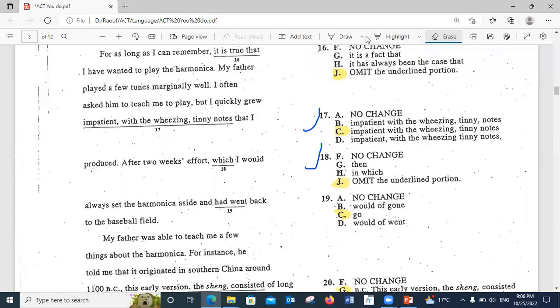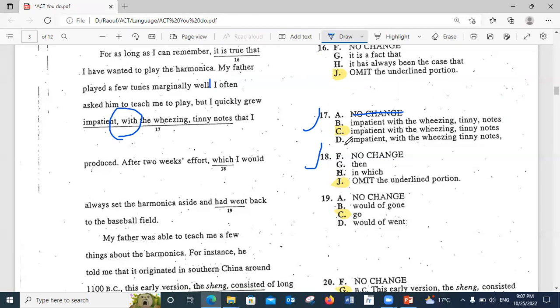17, we take the sentence from its very beginning in order to judge it well. I often asked him to teach me to play. It's about another idea, sorry, it's another passage, I mean. I often asked him to teach me to play, but I quickly grew impatient with the wheezing tiny notes that I produced. Last time, if you remember, I told you that we don't use a comma before prepositions. It should be impatient with the wheezing tiny whatever. So that's why A is not the right answer, because there is a comma before the preposition with. We don't add a comma before prepositions.